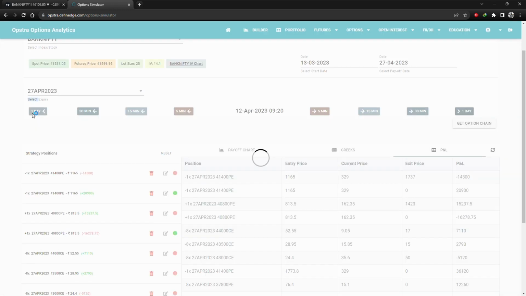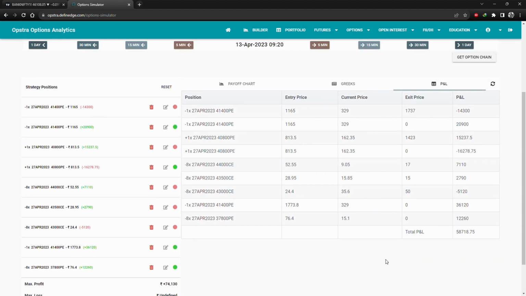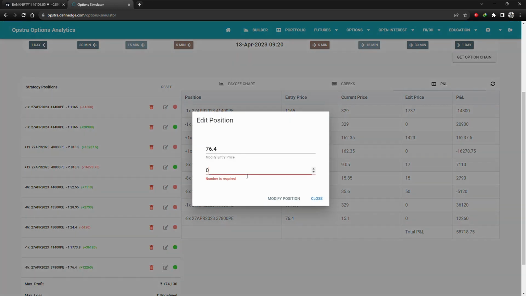Okay, now we have only 15 rupees left on the put sell side, and the market has gone up. So we do not have to change our direction. We just need to book this profit and again sell the put side.